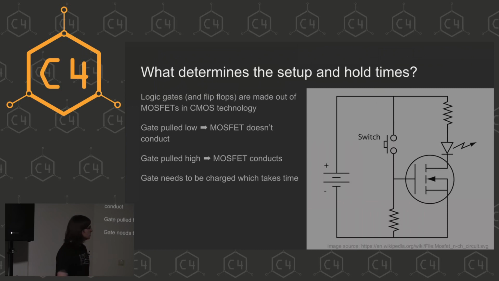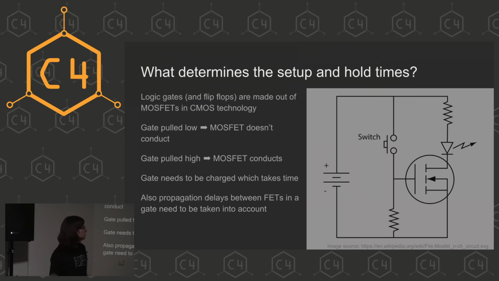The gate here needs to be charged. It behaves like a capacitor, and if you put a voltage on a capacitor, it takes some time for it to ramp up and actually pull the charges into the capacitor to fill it up. Then there is a certain threshold in this MOSFET where it starts to open up and starts to conduct current to turn on the LED.